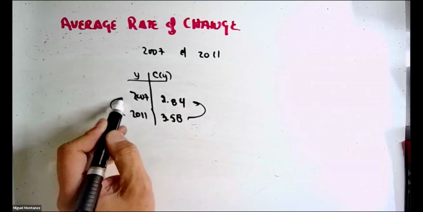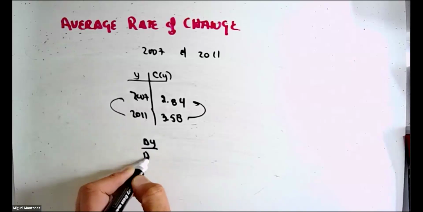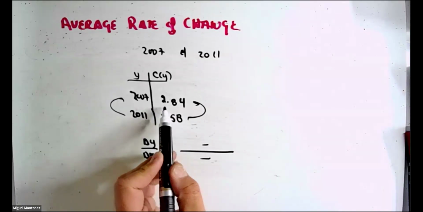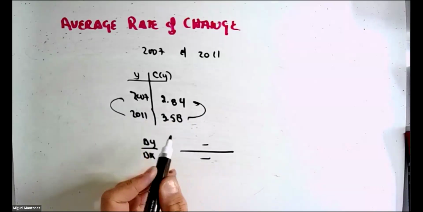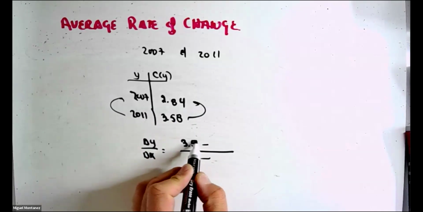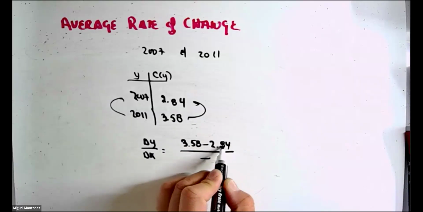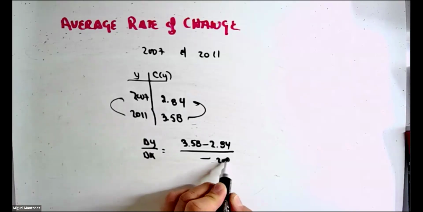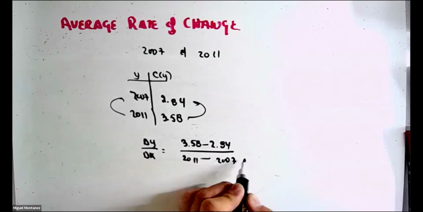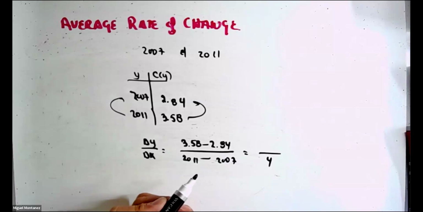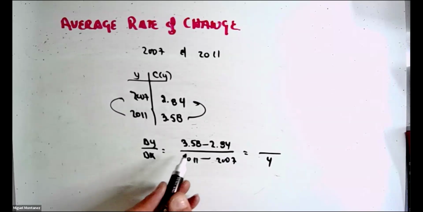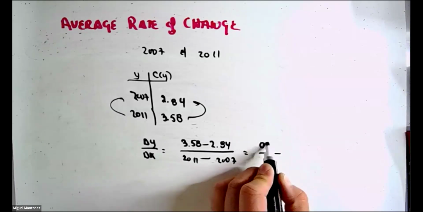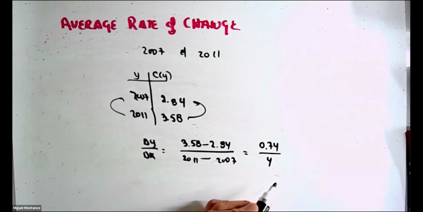So this minus that, or this minus that. So delta y over delta x. The cost of 1 gallon of gas went from $2.84 to $3.58. So the change was 3.58 minus 2.84 over 4 years. So from 2007 to 2011, this is 4 years, and my numerator is 3.58 minus 2.84. That will give me 0.74 over 4 years on average.